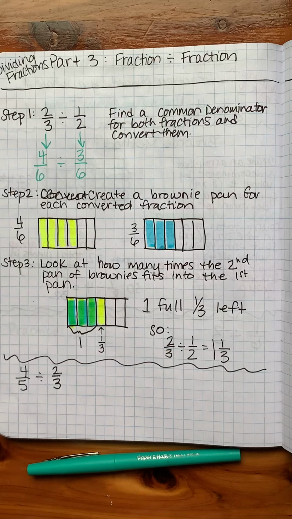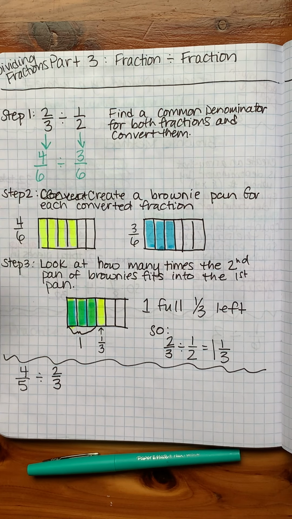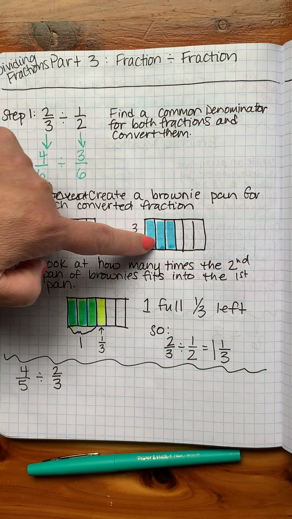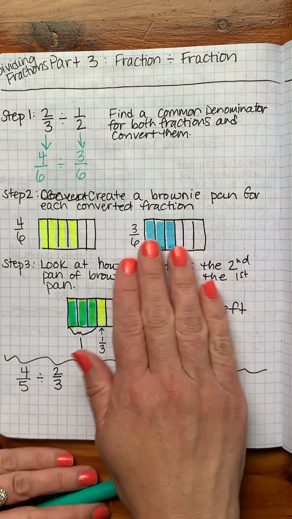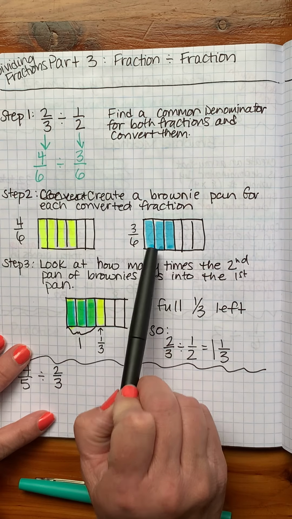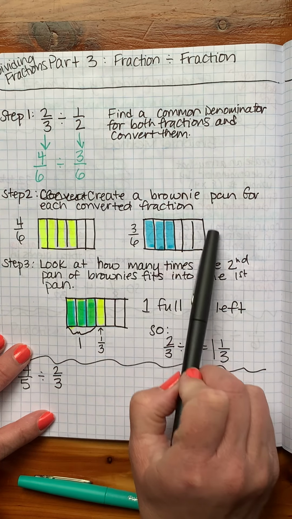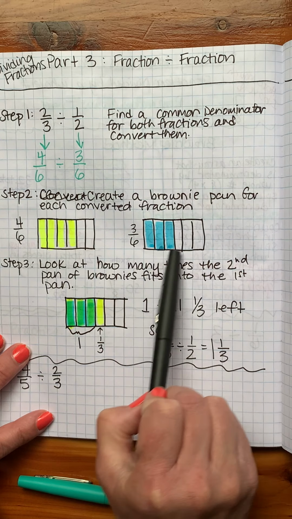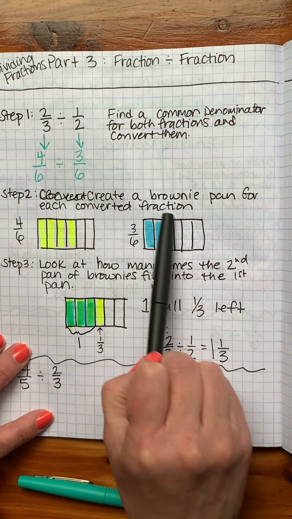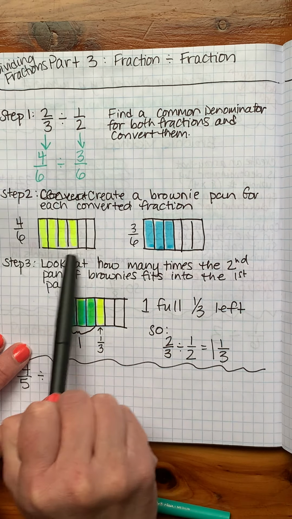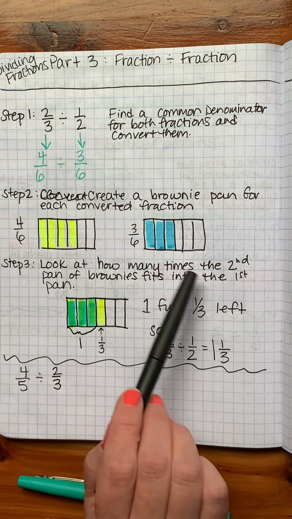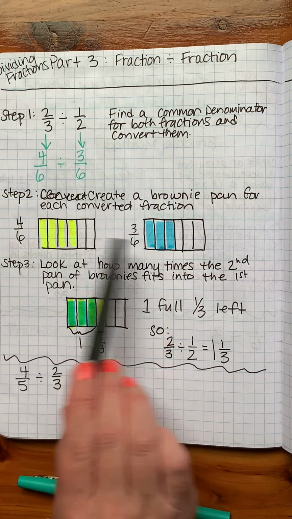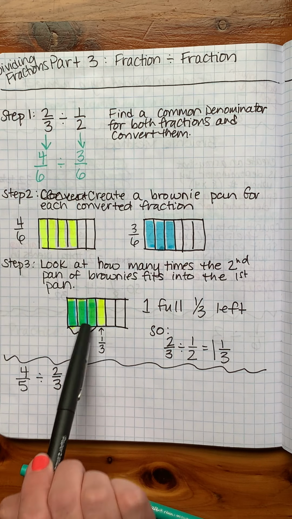Okay, so in step 2, we created a brownie pan for each converted fraction. So we had 4/6 and 3/6. And then I was explaining to you that what this problem is really asking is how many times can this amount right here, not the whole thing, just the amount that's shaded in, fit into this amount right here? And in order to figure out how many times it can fit in there, I overlapped the pan.